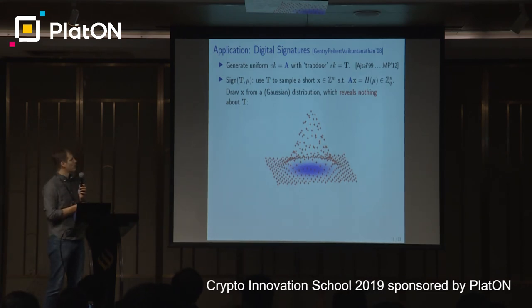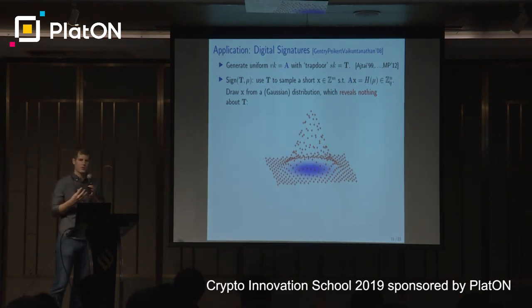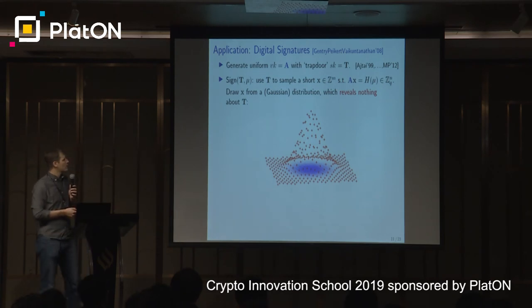Another really important fact about this distribution is that it reveals nothing about the trapdoor. So our trapdoor will allow us to sample from this distribution, but this distribution doesn't rely on T. There's no information about the trapdoor which is revealed by this distribution. It's just a nice, round Gaussian distribution. And so, essentially, the signing procedure here does not leak any information about the signing trapdoor, which is very important for security. And I'll show you on the next slide how to do this kind of sampling. But once we do that, we have produced our signature. So we generate a short random solution to AX equals hash, and that solution X is our signature.